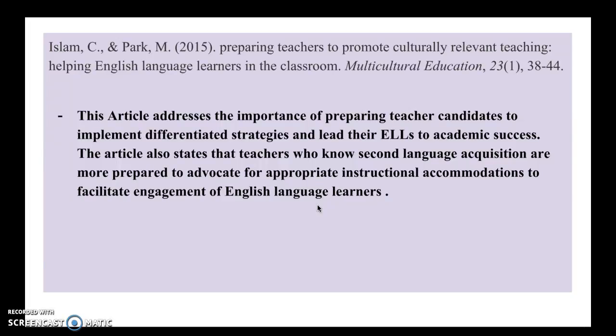In this article by Islam C. and Park M., it addresses the importance of preparing teacher candidates to implement differentiated strategies and lead their ELLs to academic success. The article also states that teachers who know second language acquisition are more prepared to advocate for appropriate instructional accommodations to facilitate engagement of English language learners.